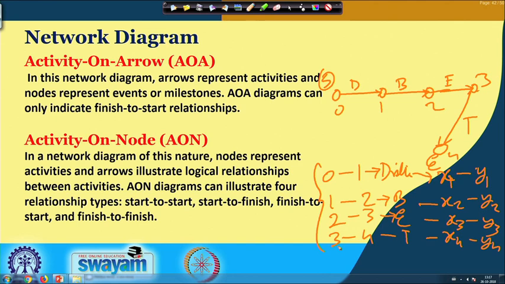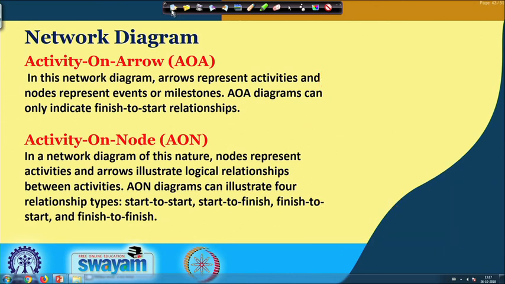So, that means here the arrow is showing the activity cost and time, and the expense at the node is basically 0. So, this way of presenting activities is called activity on arrow, or the arrow diagram.